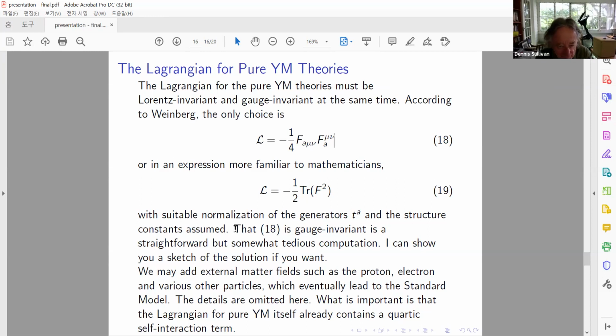Fine. And that formula 18 is gauge invariant is a straightforward but somewhat tedious computation. I can show you a sketch of the solution after this talk if you want. Can I make a comment here? Yes. I'm a topologist, and I started studying differential geometry. When I made that computation 18 of showing that the curvature term is gauge invariant, it involves like 16 terms and 14 of them cancel, and it's non-trivial.